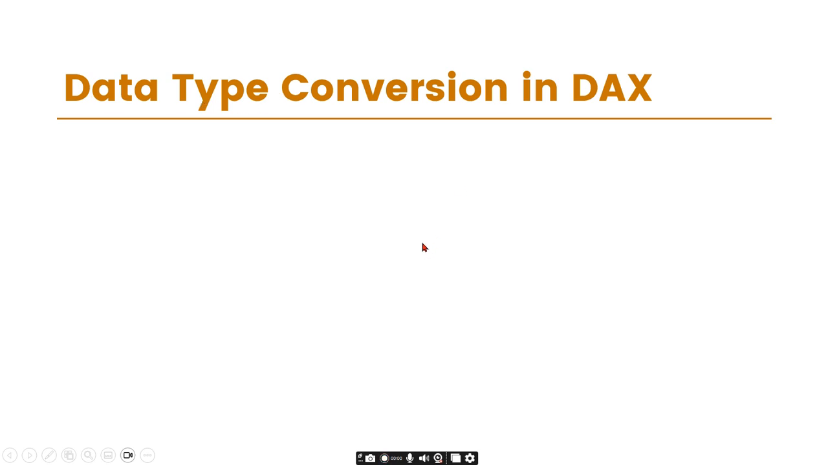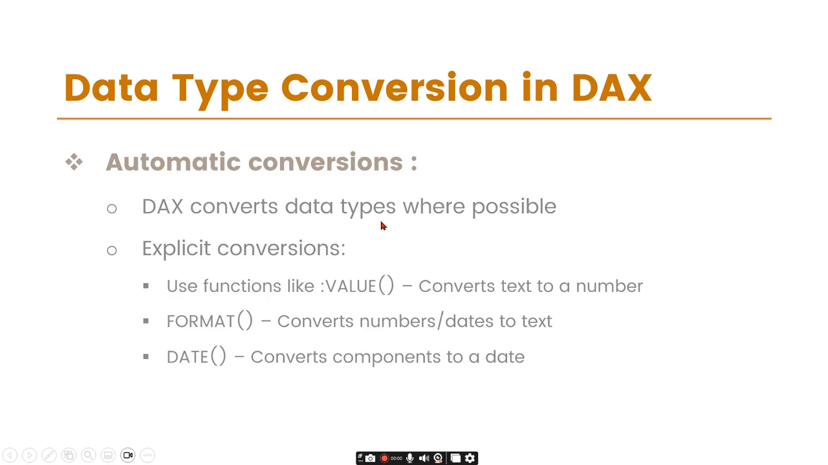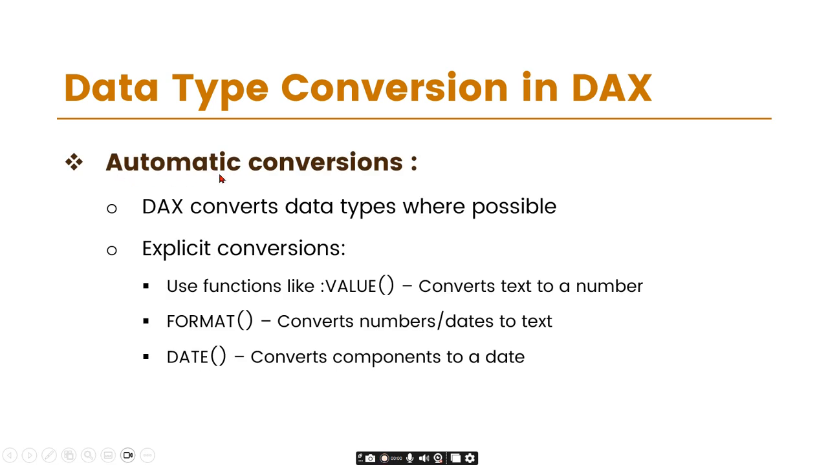So what is this? Just now we saw various different data types. Suppose sometimes we need to change the format of the data type that we have in the column. We have automatic conversions: DAX converts data type where possible. So it will automatically convert the data type when it is importing the data. Sometimes, we can also use functions like VALUE, FORMAT, and DATE to convert from one format to another. I'll show you both the ways practically.